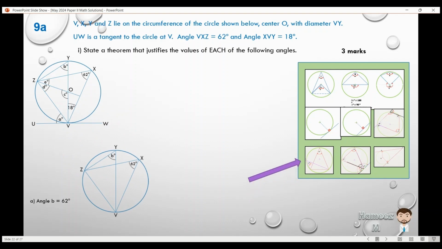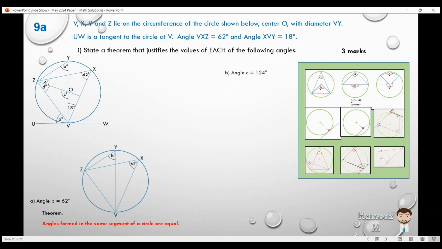And what is that rule? The rule states that if we're using a chord, in this case ZV, any angles formed from that chord in the same segment, so ZV forms an angle at X, which is 62 degrees, will be equal to ZV forming the angle at Y. It's like sliding it across. And we have a complete video on the full explanation of each of these rules, showing them sliding from one point to the other, so you can see why they're equal. You can check that out as well. It's also in the playlist for circle geometry. Now that we know the angles forming the same segment of a circle are equal, that's the reason why B is equal to 62 degrees.